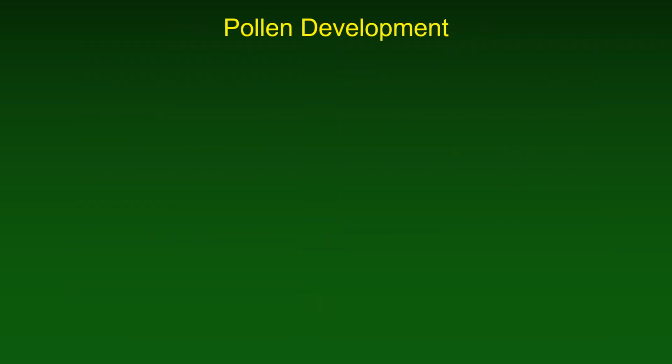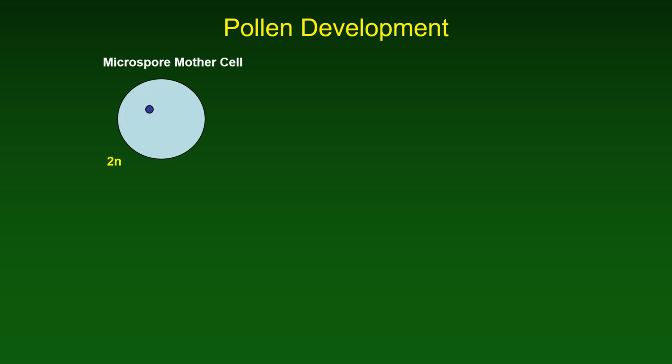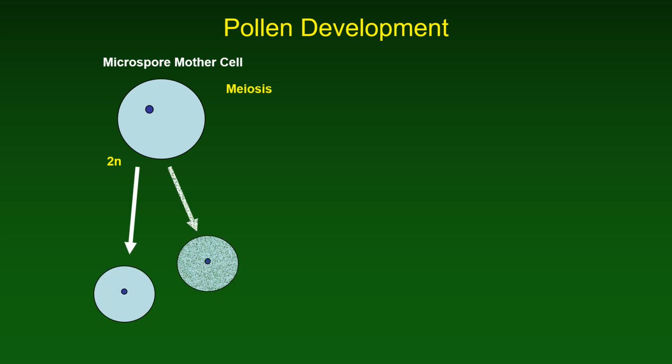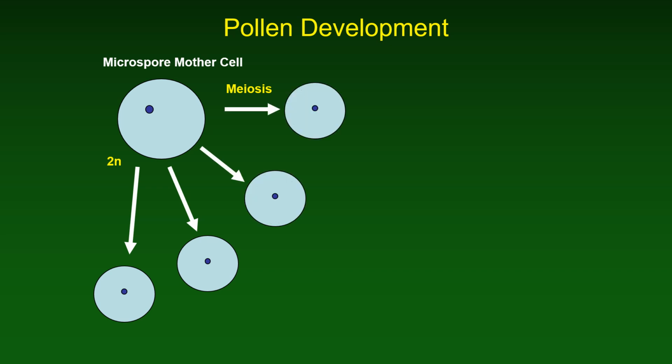Let's very quickly have a look at what happens during pollen development in angiosperms. So within the anther, we have diploid cells. Specifically, we have microspore mother cells, but don't worry about the name here. These are the cells that are going to undergo meiosis. Remember that there's two divisions to meiosis, and we end up with 4 haploid cells. And these are the microspores.